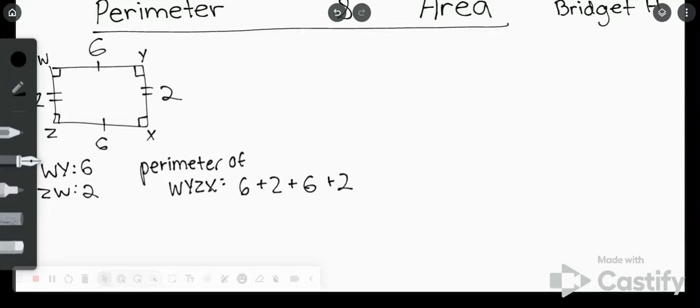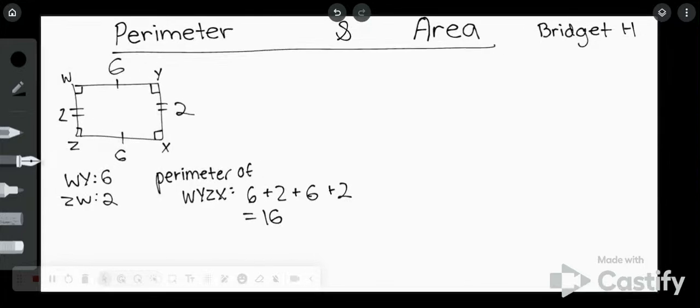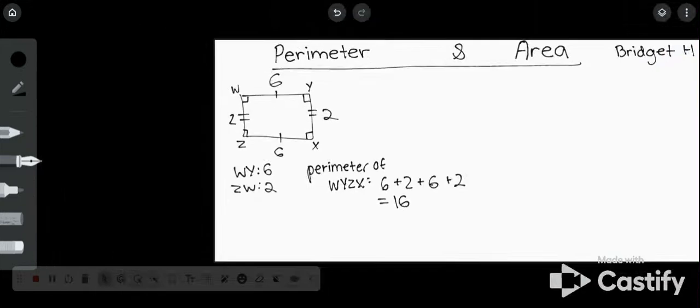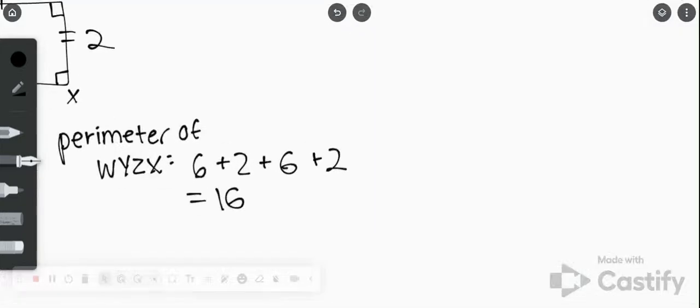Now we just add up all the sides to get our total length. So this would equal 6, 8, 14, 16. So now we found the perimeter of a rectangle. Now, for my second example, I'll be showing a square.